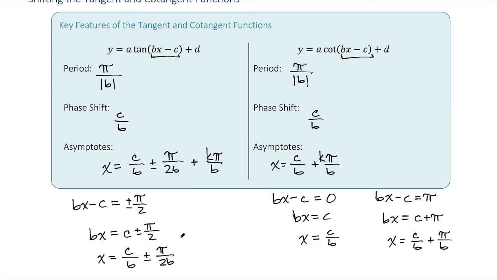Typically we will just draw one period, and then we know that it repeats, so we don't need to really worry about that k so much, or this k pi over b term.